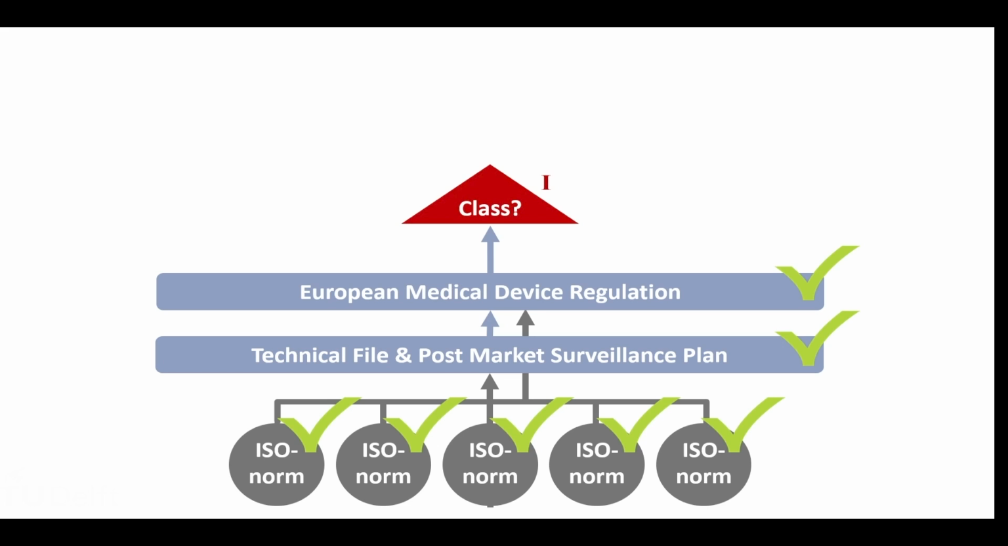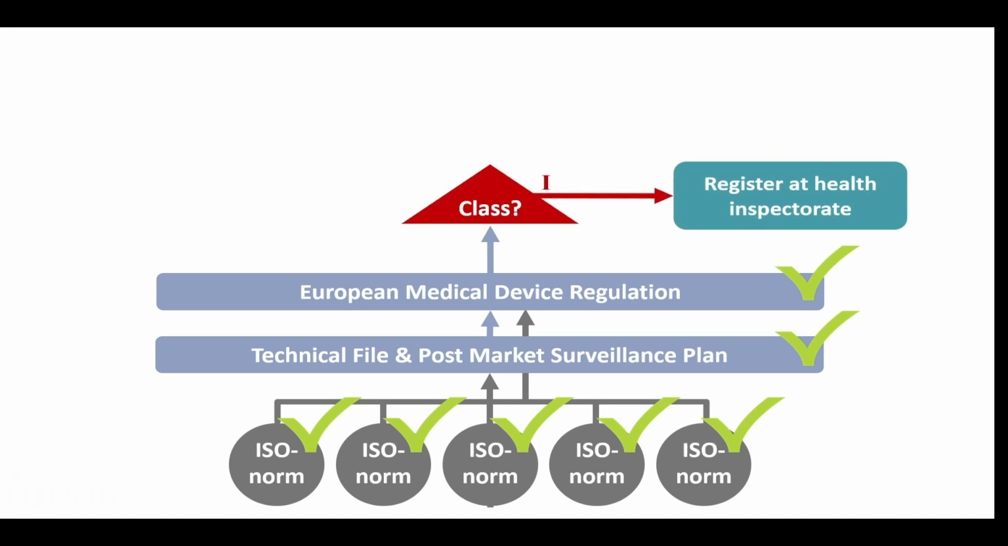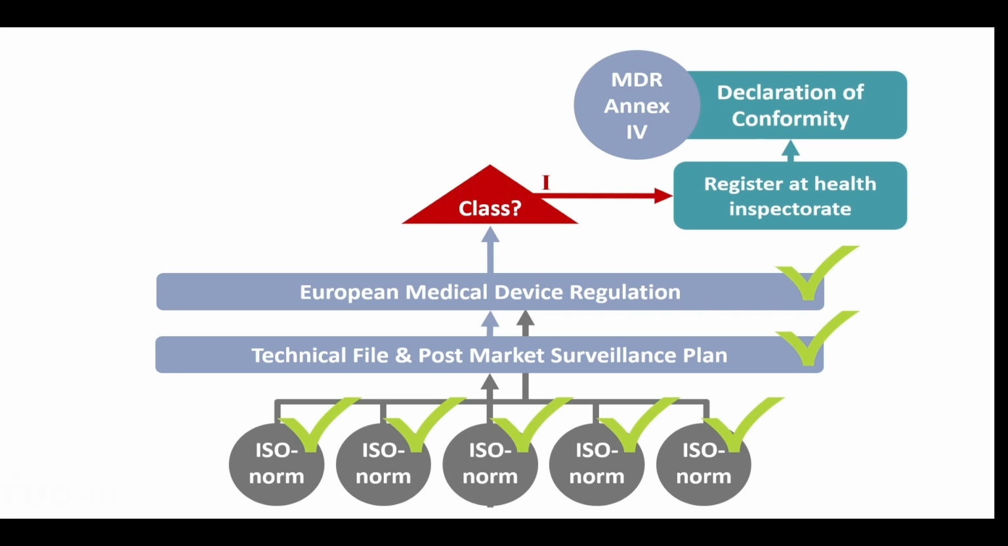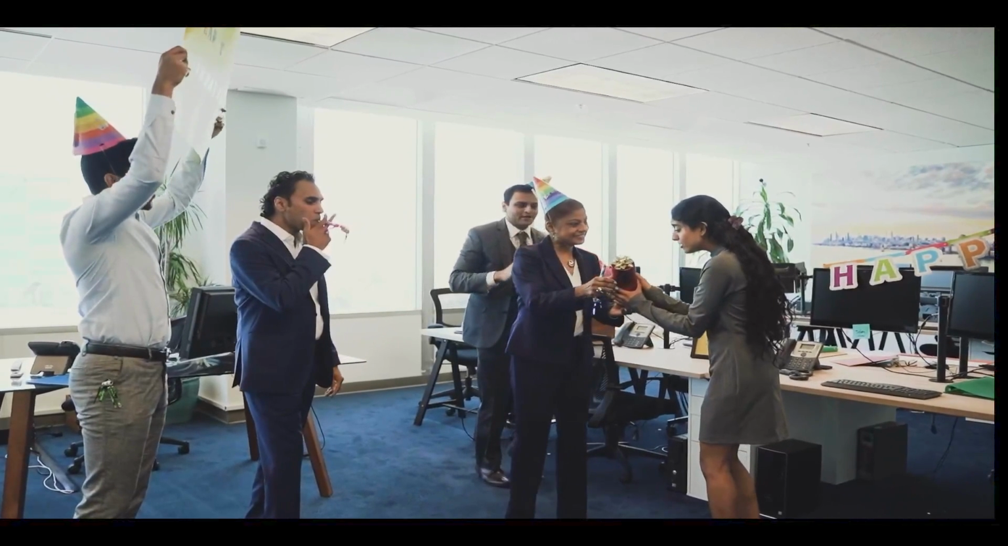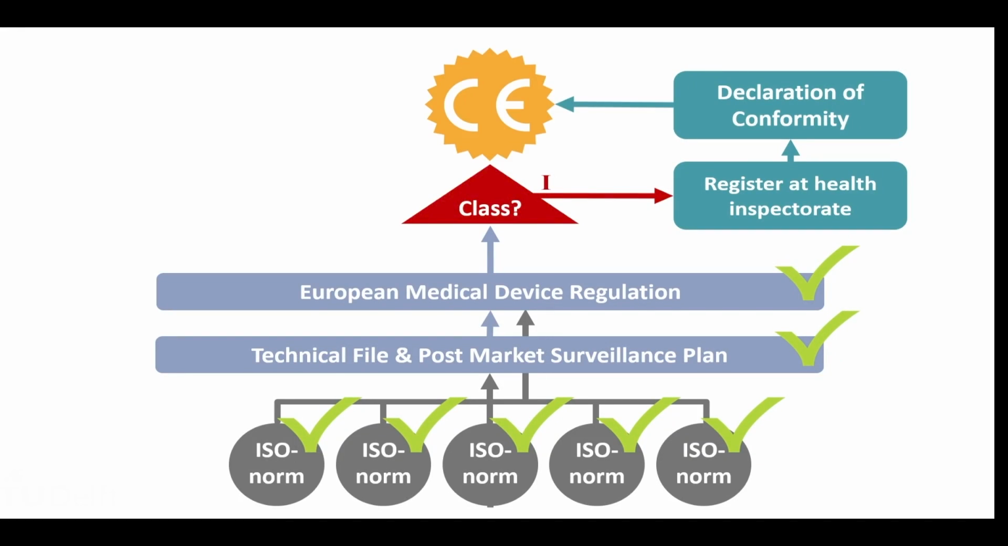Now, after showing conformity, the manufacturer must register the product at the National Health Inspectorate. Next, they have to write up a declaration of conformity according to MDR Annex 4, and then it's party time. The CE mark can be placed on the medical device and on its packaging.